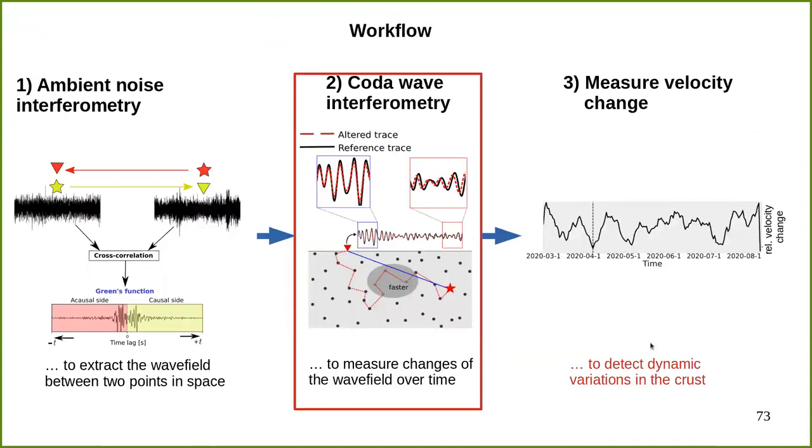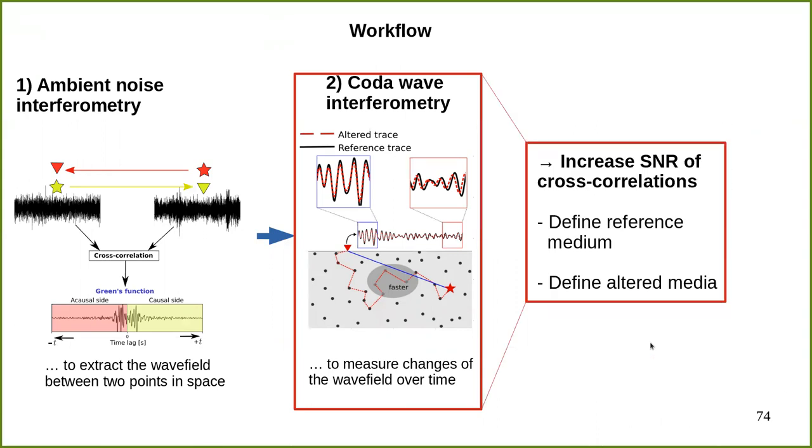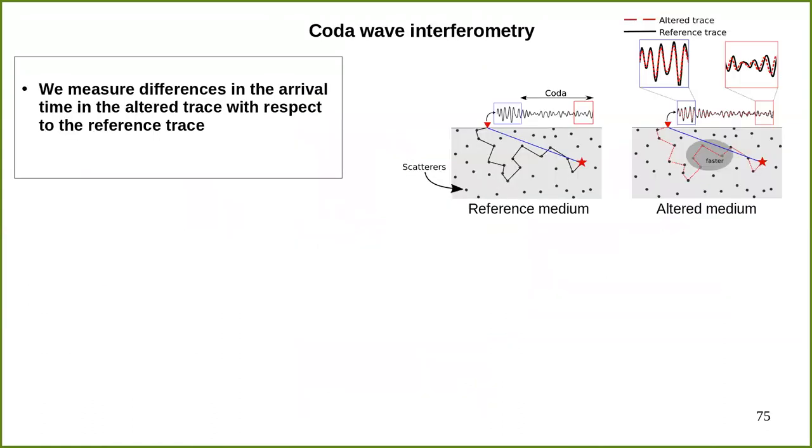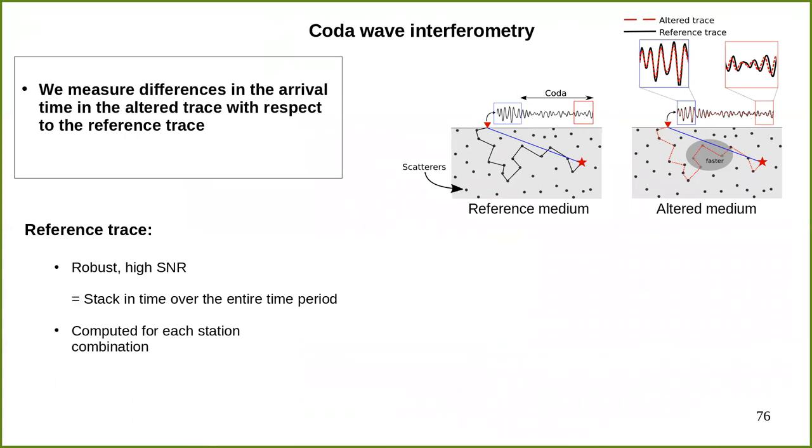Now we can move on and apply coda wave interferometry to measure changes of the wave field over time. This processing step mainly aims at increasing the signal to noise ratio of the cross correlations in order to be able to define the reference medium and the altered media that will be compared. So remember that we will measure differences in the arrival time and the altered traces with respect to the reference trace. So let's start with the definition of the reference trace.